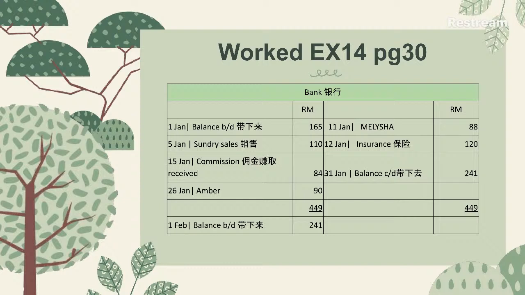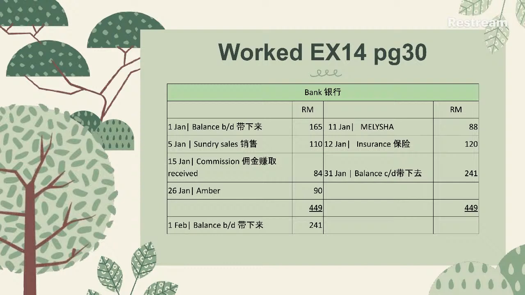We'll just total it out. It is 449. Okay, now we look at the other side. On the other side, 11th of Jan for Melissa, 88. It means that I actually paid Melissa from my bank account 88. It is from the other side. It reduced an asset, and when it reduces, it will go to credit. Okay, so it's 88. So I paid Melissa 88. And from here, I can see 12th of January, insurance 120. It means that I actually paid insurance 120. Okay, so up to this point, that is all my outward, that means my money goes out, 88 plus 120.